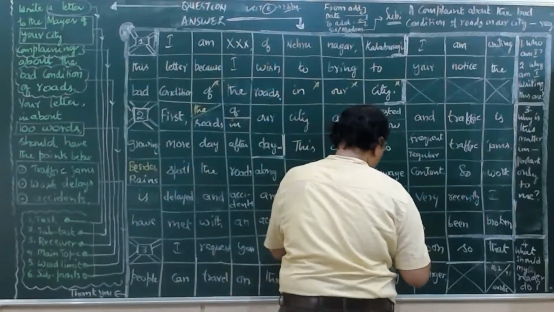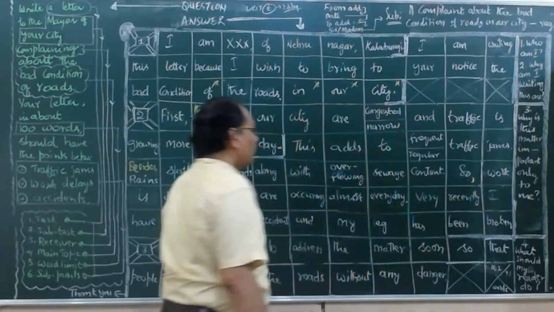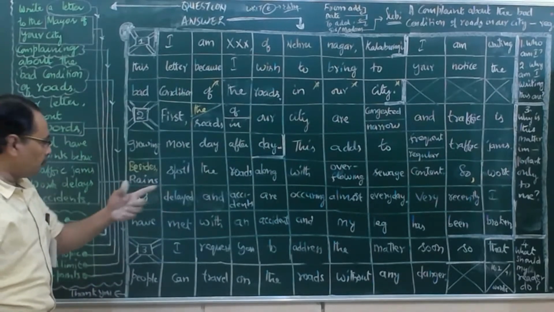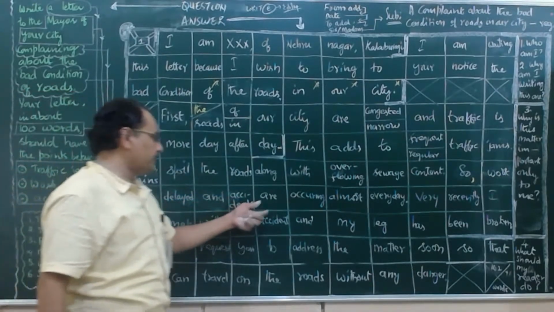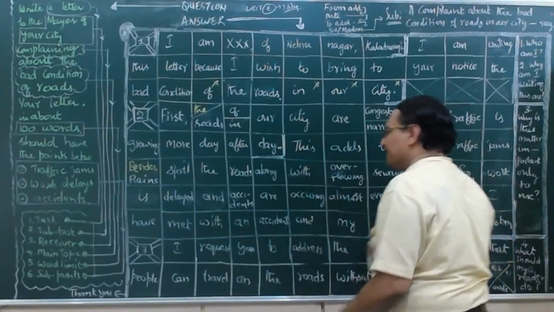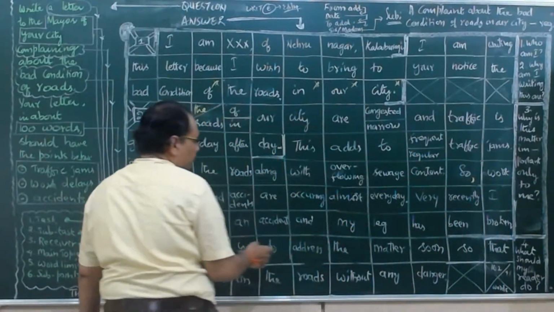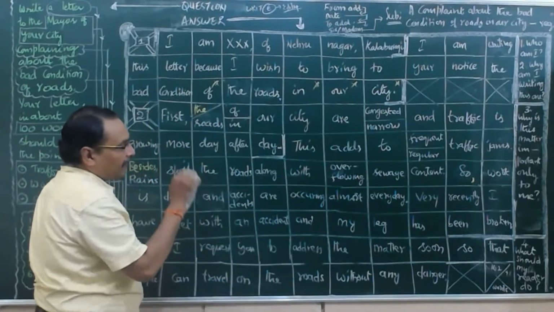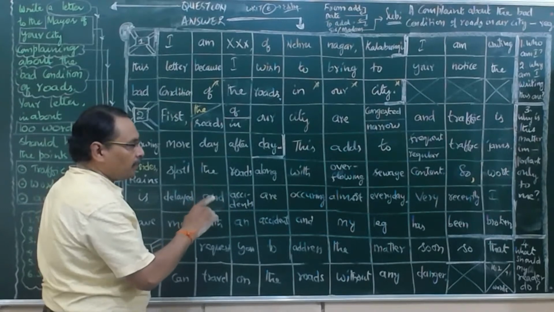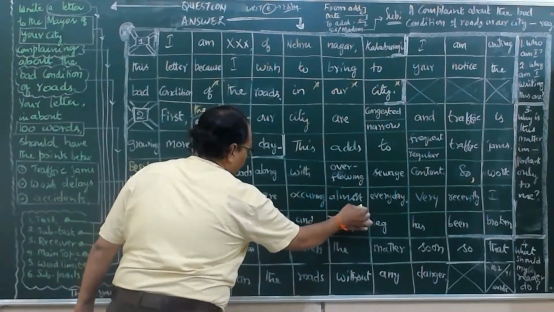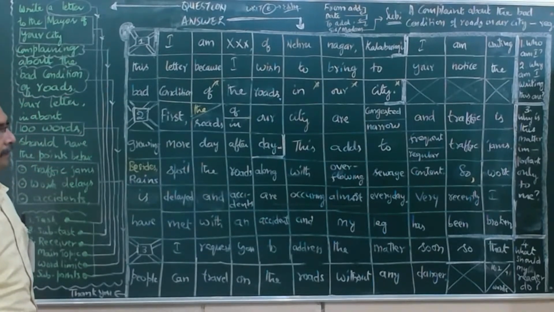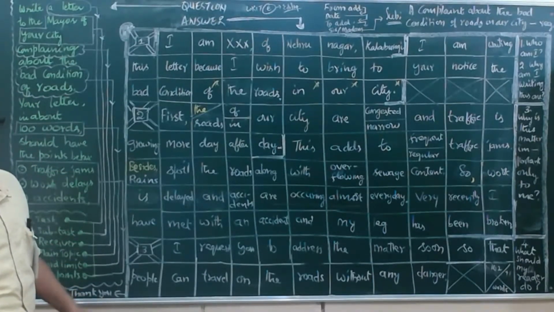So, there is a comma. You need to place a comma. So, you need to check even punctuation also. So, work is delayed and accidents are occurring almost every day. Is it accidents are occurring almost every day or accidents occur every day? This is what has to be understood carefully. This part. Accidents are occurring almost every day.